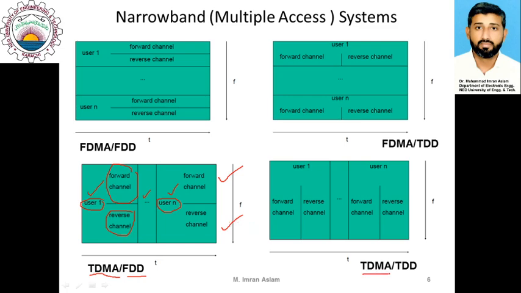Similarly, if we have time division multiple access with time division duplexing, in that case each user is given different time slots for transmission. So user 1, user 2, user 3 and so on are allocated different time slots, and within the time slot each user has two different sub time slots which are reserved for forward and reverse communication. So forward and reverse channels are also divided in time.